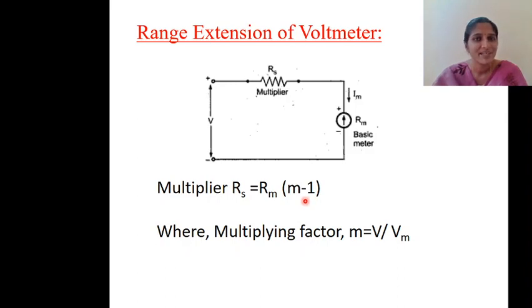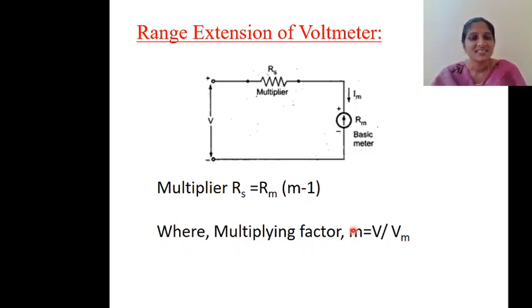You can remember it very easily, and this formula is also very easy. This is useful for your GATE or any competitive exams. This formula will be very useful, so please remember it. RS is equal to Rm into M minus 1, where M is equal to V divided by Vm. V is the total voltage, and Vm is the meter voltage across the voltmeter.